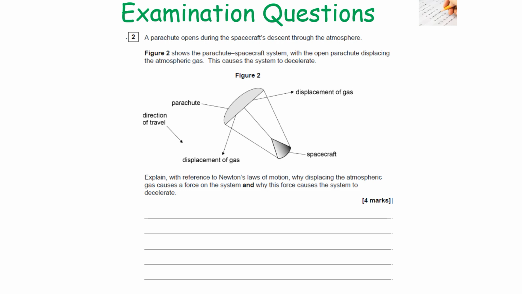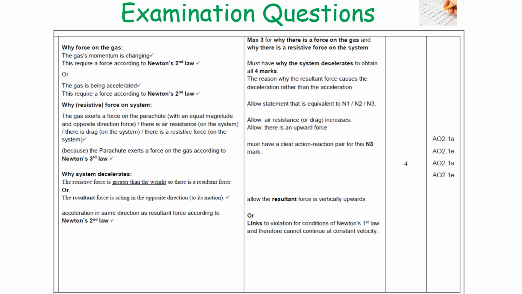Right, so it's very important that when we answer questions like this, we look at the labels given in the exam question and use this to help formulate our answer. Now, the first thing to note is that we've been given the direction of travel, and we've also been given the displacement of the gas. So let's link this into Newton's laws of motion. So why is there a force on the gas?